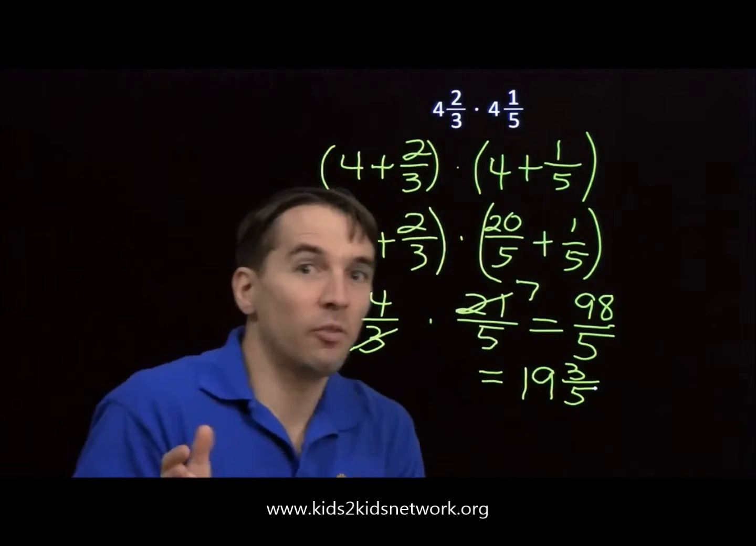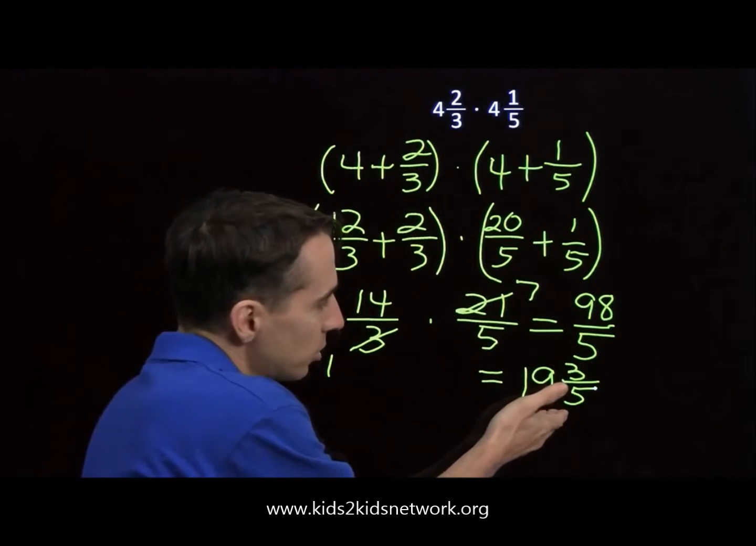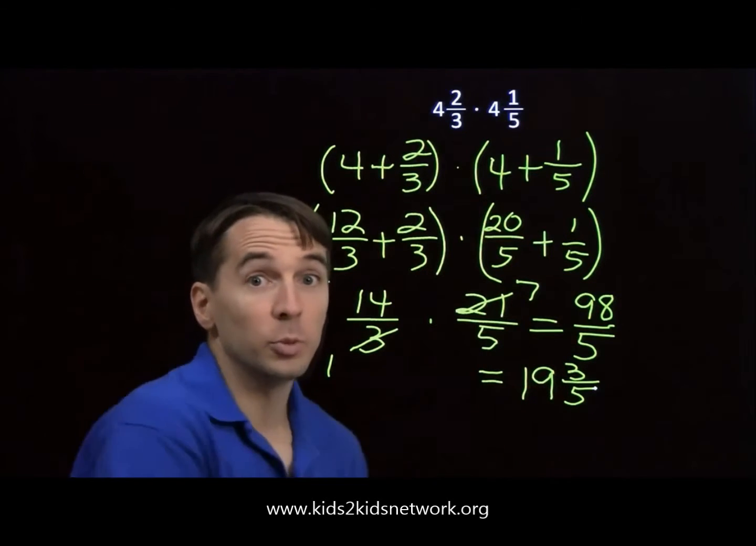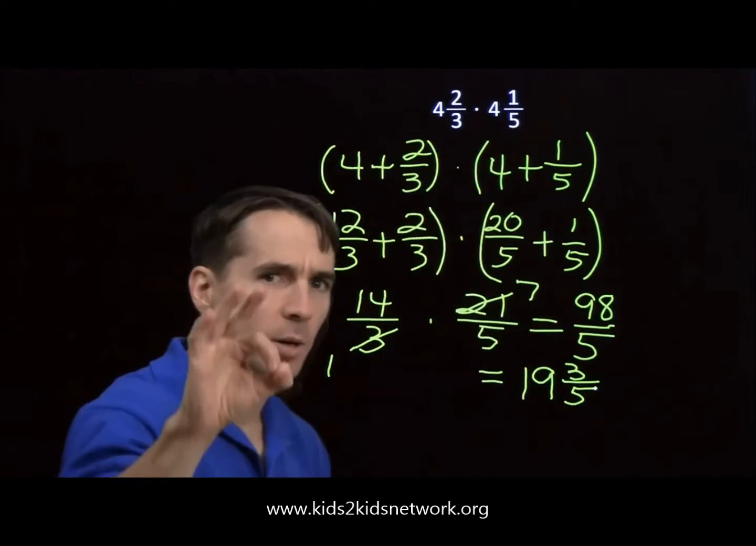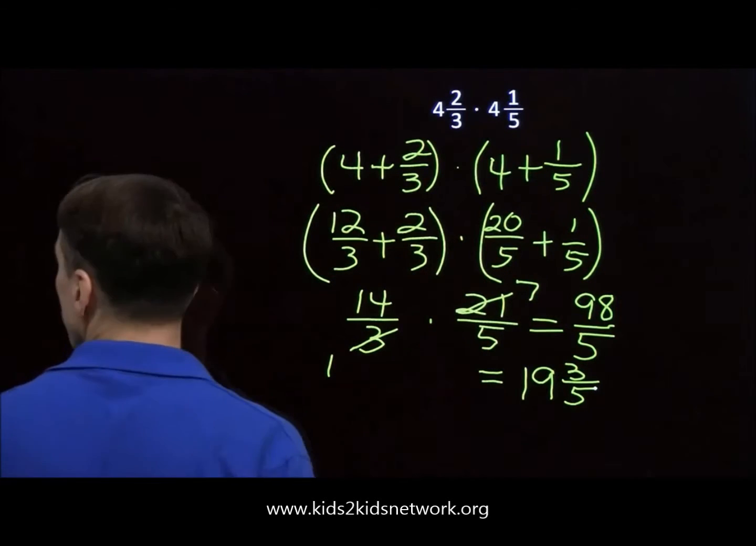This quick check helps us avoid huge mistakes. If we'd come out to an answer of like 12 3/5, we'd know immediately we were wrong because 12 3/5 is less than 4 times 4. So sanity checking is a good thing.